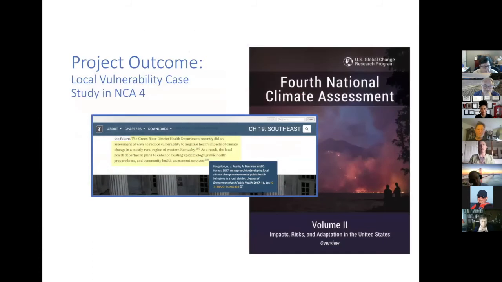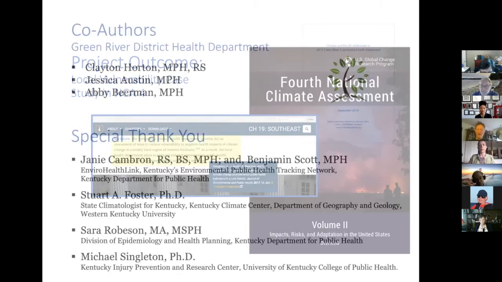And in terms of the outcomes of the project, in addition to what I explained at the beginning, we were excited to be included in the next round of the National Climate Assessment, the NCA4, where our report and the article that came out of our report were cited as one example of an attempt to fill that gap in research around how do you identify what the risks are that are specific to a rural area and what can be done about that through public health.